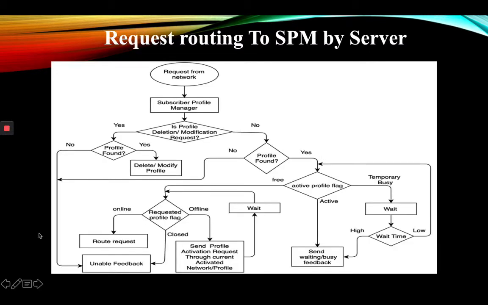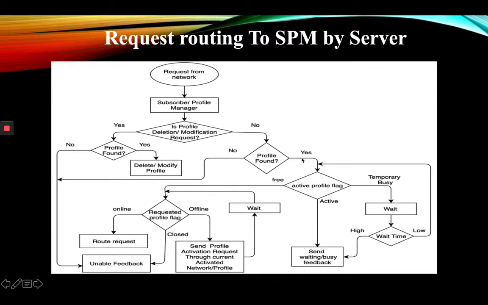In the SPM, when it gets a request from the network, it first goes to the subscriber profile manager and checks whether it is a profile deletion or modification request. If yes, then it checks again whether the profile is found or not. If not, then it sends enable feedback to the dialer. If yes, then it is allowed to delete or modify the profile. When it is not a profile deletion or modification request, it again checks whether the profile is found or not. If the profile is not found, then it sends enable feedback again.